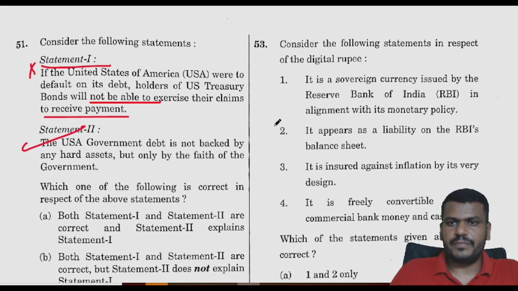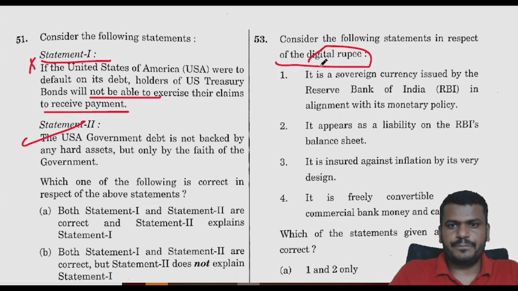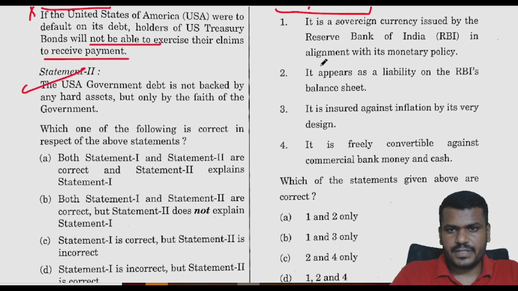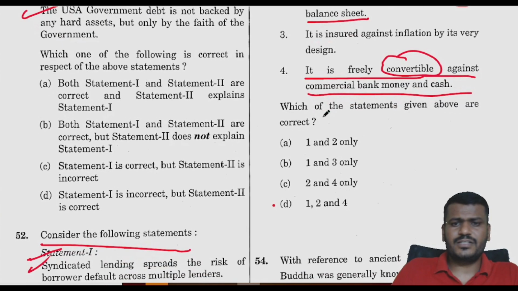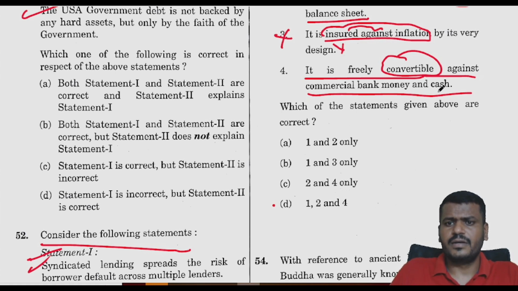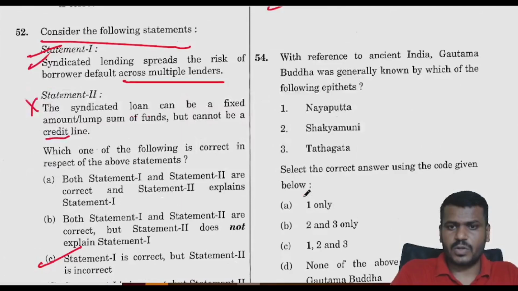Next, consider the following statements in respect of the digital rupee. Okay, this is important. Again, it was in the news, guys. The digital rupee is a sovereign currency issued by the Reserve Bank of India in alignment with the monetary policy. Yes. Next, it appears as a liability on the RBI balance sheet. Yeah, that is also true. The third statement: it is insured against inflation. Why would it be insured against inflation? There is no relation between inflation and this currency. You can eliminate this. And it is freely convertible against commercial bank money and cash. Yes, D is the right answer. 1, 2, 4 is the right one. The third one is not correct.